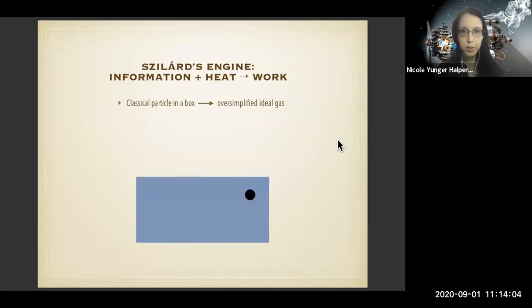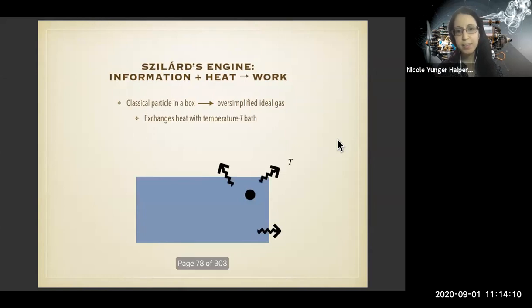Suppose that we have a classical particle in a box. This will be a very oversimplified version of an ideal gas. Suppose that this particle can exchange heat with a temperature T heat bath through the walls of the box. And suppose that we begin with one bit of information. We know that the particle is on the right-hand side of the box rather than the left-hand side.